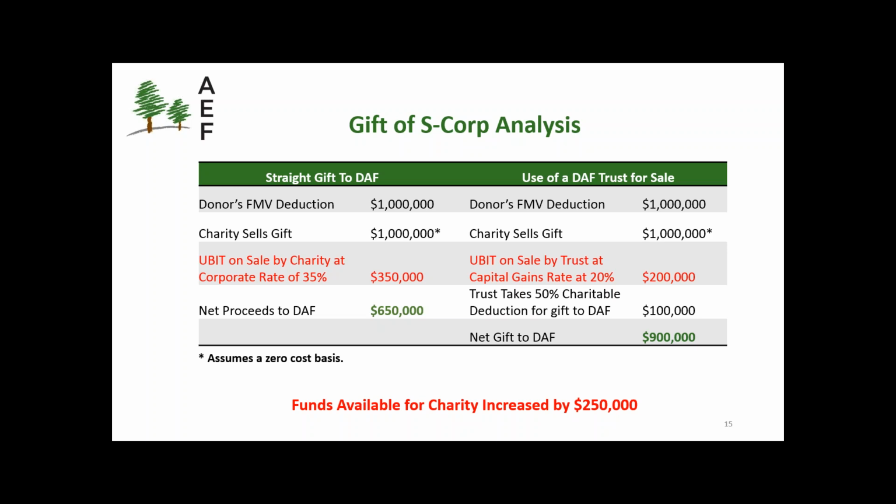We can't get rid of all of the tax, but because this is in trust form, because there is no state income tax, and because we're able to get a 50% deduction at the taxable trust level for a cash contribution to another public charity. When all the dust settles, the donor gets the $1 million deduction, and the net gift over to the American Endowment Foundation's advised fund is $900,000.